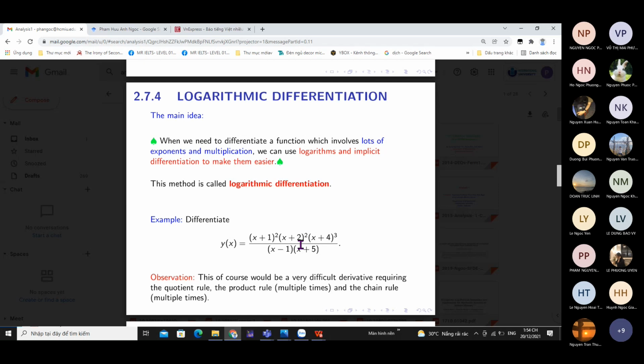The logarithmic differentiation technique gives us a very, very nice way to get the derivative of a function that involves lots of exponents and multiplication. Especially, it allows us to get the derivative of a function of the form u of x raised to the quantity v of x.